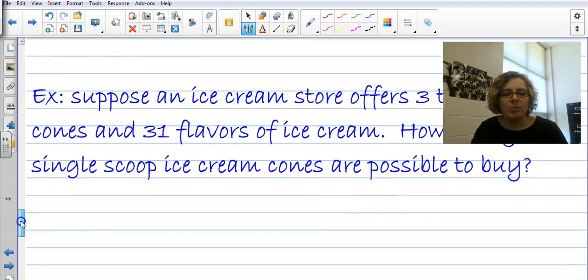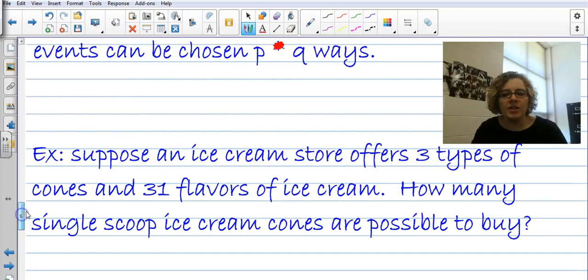So, suppose an ice cream store offers 3 types of cones and 31 flavors of ice cream. How many single scoop ice cream cones are possible to buy? Well, you can choose 3 types of cones. And then there's 31 flavors. And 3 times 31 is 93. So there's 93 possible.